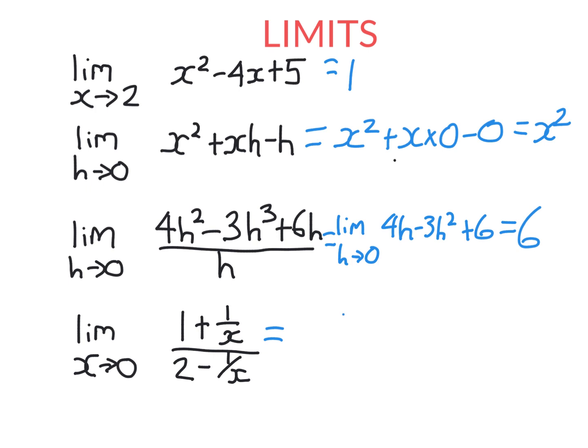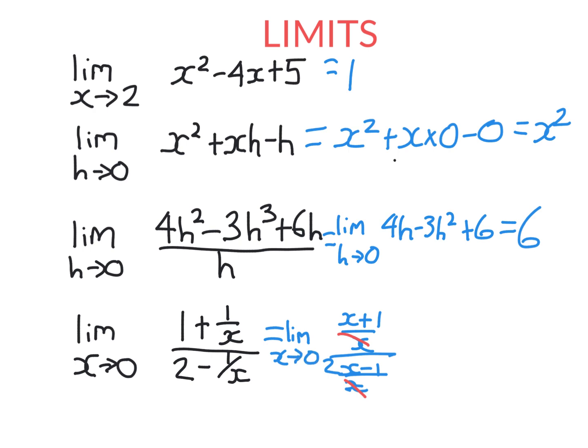So the top becomes x plus 1 on x. What I did there is I changed this to x over x so that I could add the two fractions. And similarly, I'm going to change this to 2x over x. So the bottom becomes 2x minus 1 over x. Now, I can get rid of these two x's. Because I haven't substituted anything yet, I still need to write the limit as x approaches 0.